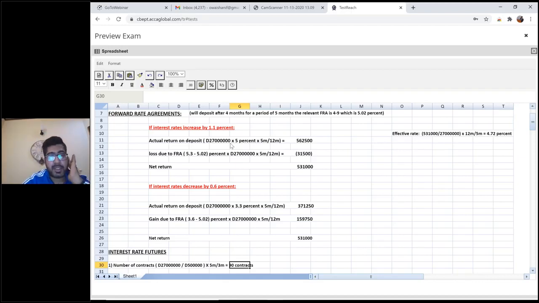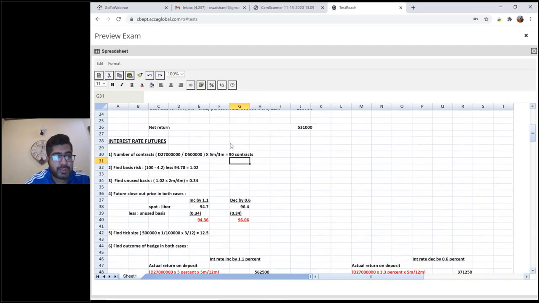But if it's decreased by 0.6%, actual return on deposit is the amount into rate. Decreased by 0.6 means 4.2 became 3.6, but less 30 basis points 3.3 into time period over 12. But then you locked the rate at 5.02, rates decreased to 3.6, into amount into time period over 12. That's again because the rates decreased to 3.6, but you locked at 5.02. Gain increases return, added. Proof is both give the same answer. Apply the effective rate formula: net over amount into 12 over 5.